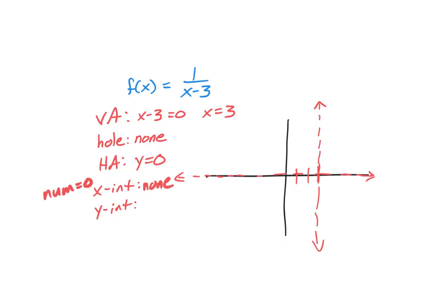There's nothing we can set equal to 0. For the y-intercept, we could plug 0 in for x and find out what y is. It wouldn't be difficult in this case, but most of the time we could just get it off our calculator. But in this case, 0 minus 3 is negative 3, and then this would become 1 over negative 3. That would be my y-intercept.